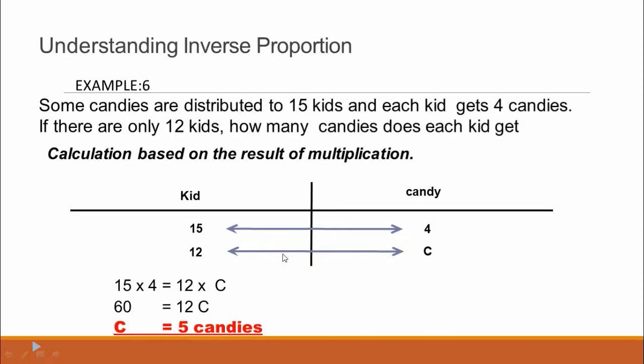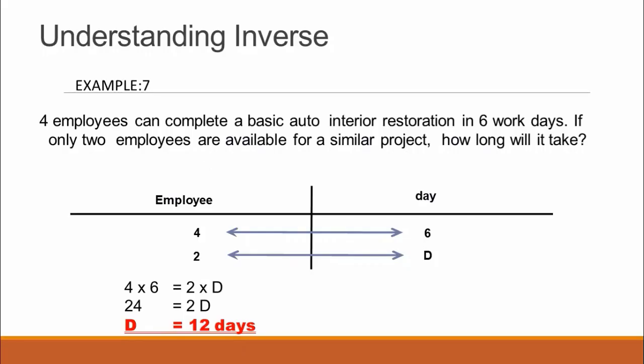Similarly, in the previous example you see the kids quantity decreases, so the candy quantity increases. Now the candy quantity is 5. In the first position the candy quantity is 4, but now the candy quantity is 5. So since the kids quantity decreases, the candy quantity increases. This is called inverse proportion. And this is the end of this segment.